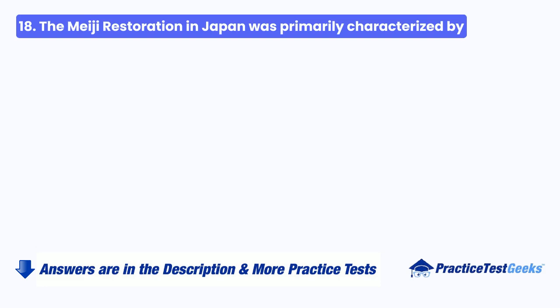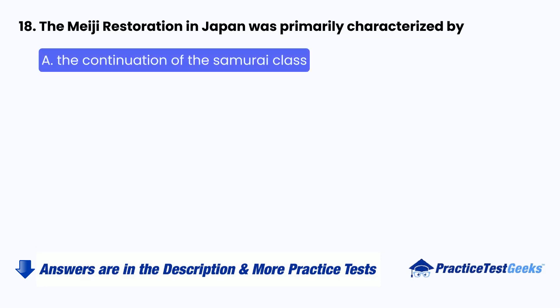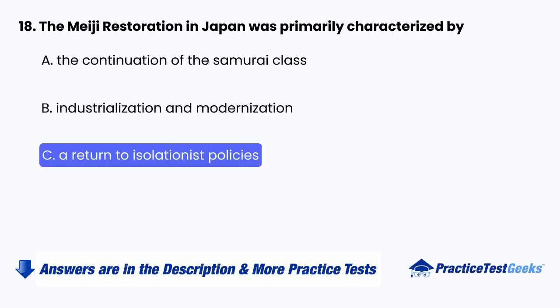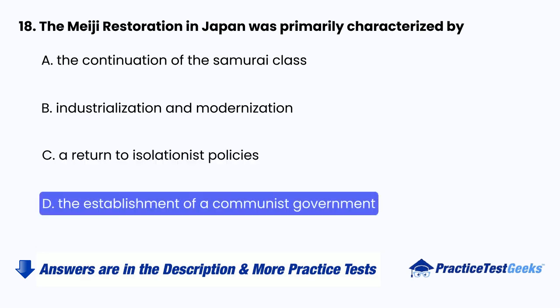18. The Meiji Restoration in Japan was primarily characterized by: A. The continuation of the samurai class. B. Industrialization and modernization. C. A return to isolationist policies. D. The establishment of a communist government.